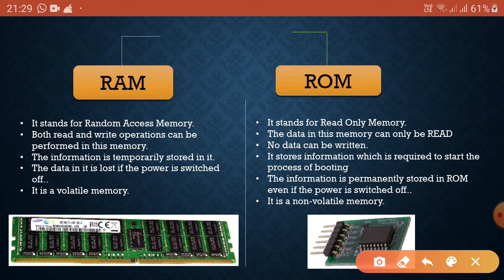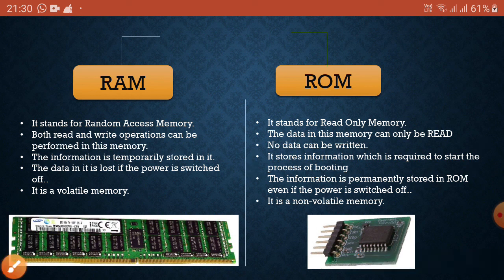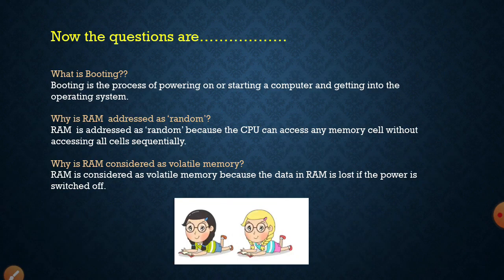Now here the term is booting. The point is, it stores information which is required to start the process of booting. So ROM stores the information for the booting process in our computer. Now you will ask me, sir, what is booting? So go to the next slide. Now the first question is, what is booting? Booting is the process of powering on or starting a computer and getting into the operating system.